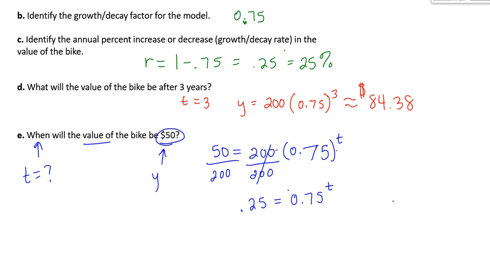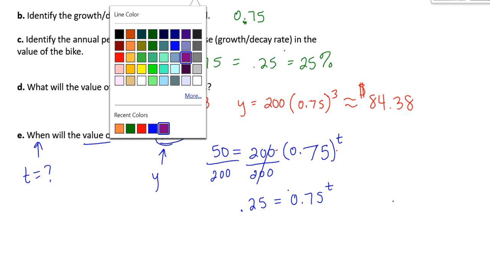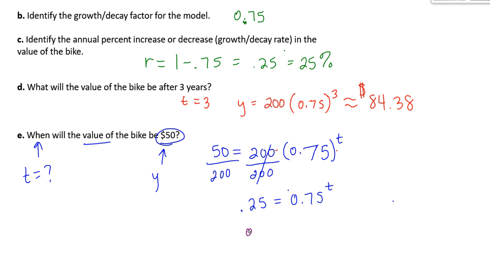Okay, in order to solve that, we need to convert to a log. I prefer to write my powers on the left side. So we have log, base is 0.75, of 0.25 equals t. So t is approximately about 4.8 years.